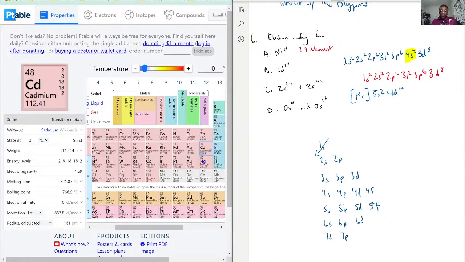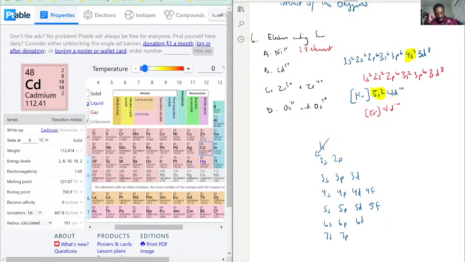Okay, so that'll be it for now. To find out specifically what would be given up for cadmium 2+, I still contend that it will be its most outer shell. So for cadmium 2+, we'll have krypton and then just 4d10.